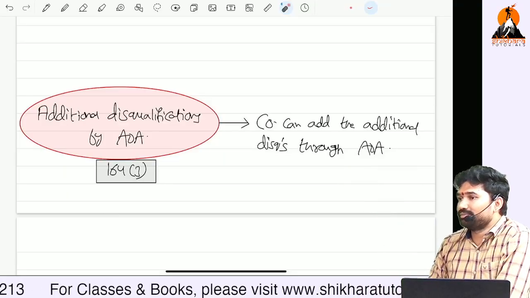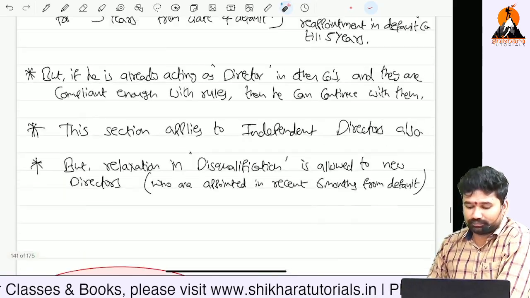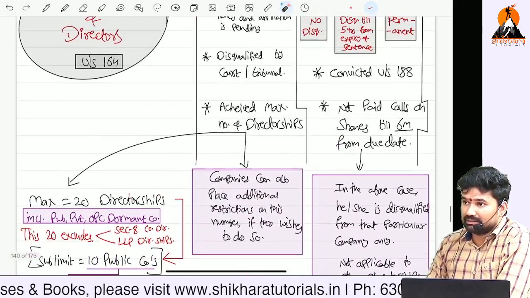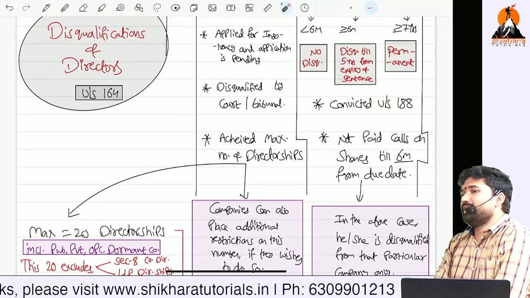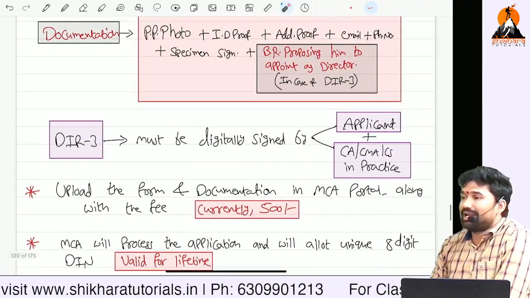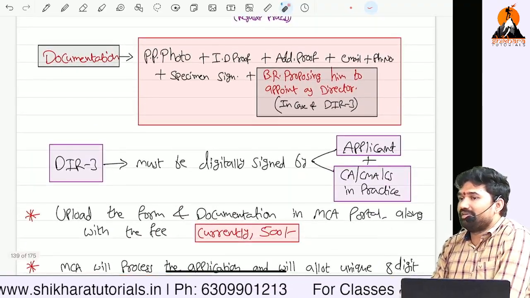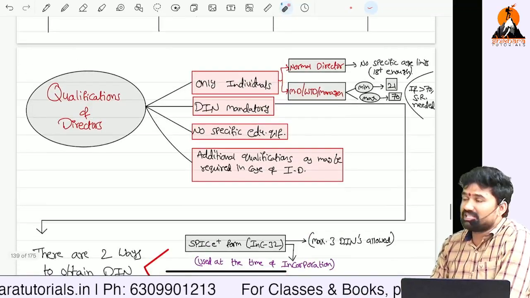164.1 talks about individual level disqualification. 164.2 is company level, and 164.3 covers disqualifications mentioned by AOA. What kind of disqualification should be included? Depends. You can add n number of disqualifications. It should be well within the limits of the Act. That's it. That is the only requirement. So these are the disqualifications.